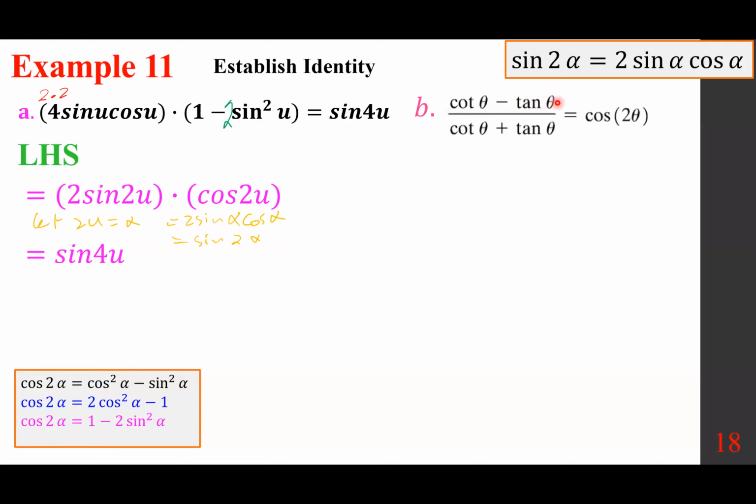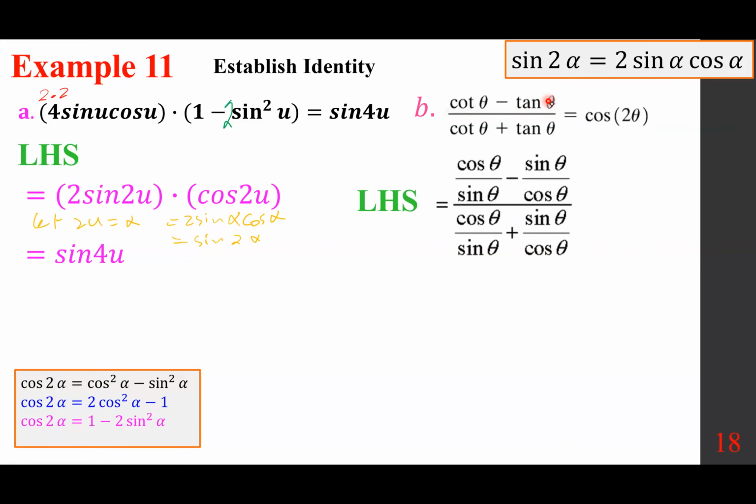We want to say cotangent theta minus tan theta over cotangent theta plus tan theta equals cosine 2 theta. And we are going to start with the left-hand side. Cotangent is cosine over sine, and tangent is sine over cosine. You can multiply the top and the bottom by sine theta cosine theta, or you can take a common denominator. However you look at it, if you take a common denominator of sine theta cosine theta, this becomes cosine squared minus sine squared, and this becomes cosine squared plus sine squared.